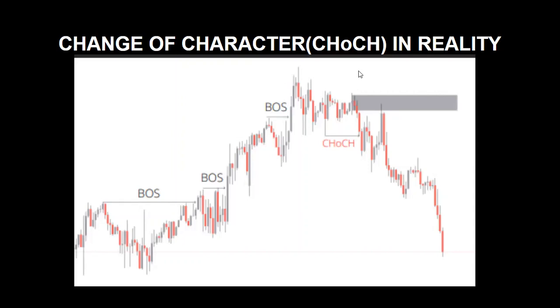We were expecting price to continue to break the structure, but now price failed to break the structure. What happened was that price broke the swing point. You can see that the swing point is broken by this candle. This candle has broken this structure here. Then this is a typical example of a change of character, which means that the market is moving from an uptrend to a downtrend.